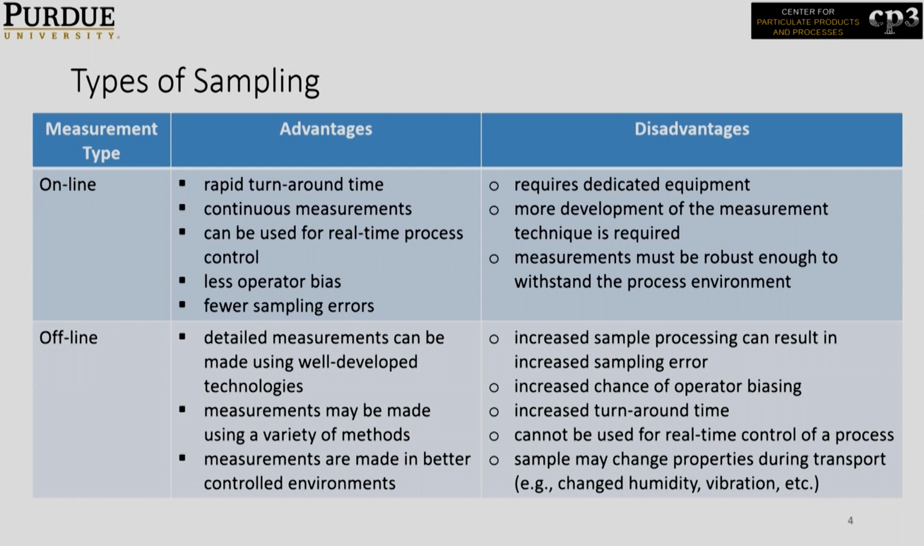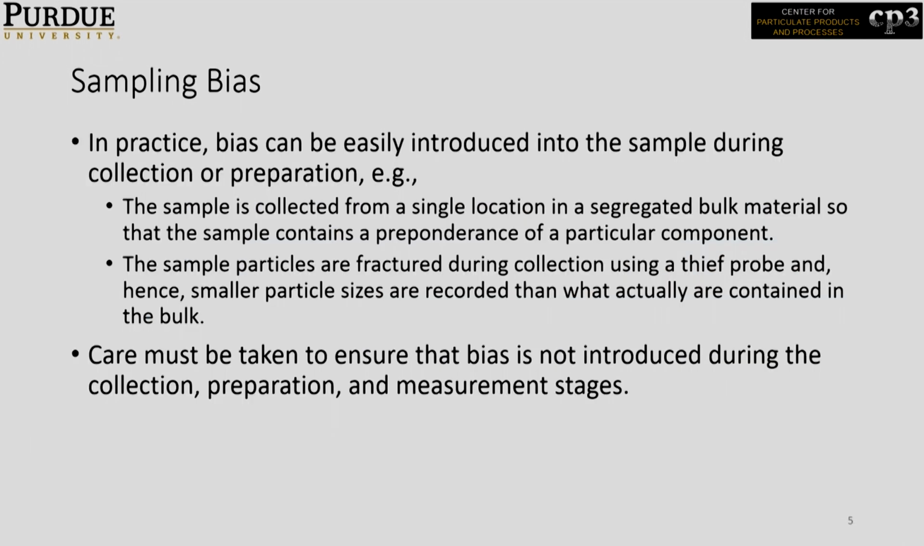Again, I'm not going to read all these things. There are tons of advantages and disadvantages here. So again, sampling bias. Sampling bias is a major challenge when we subsample powders.